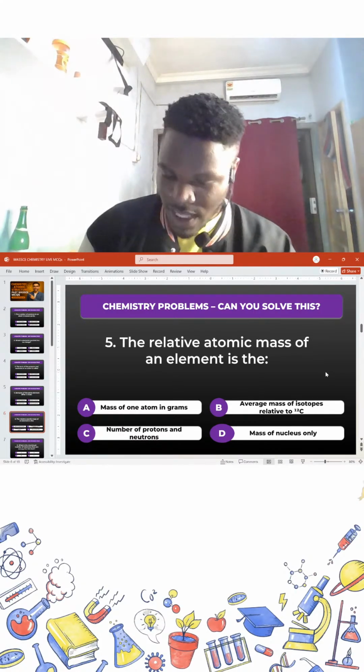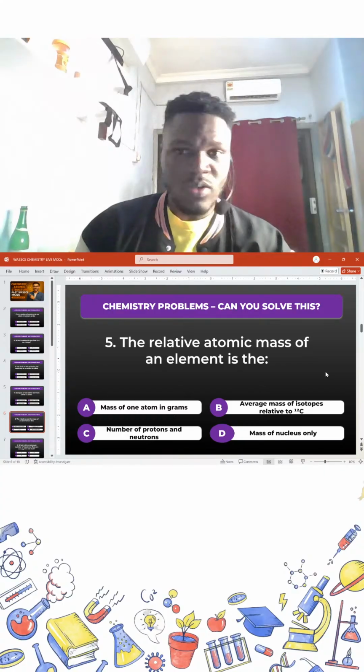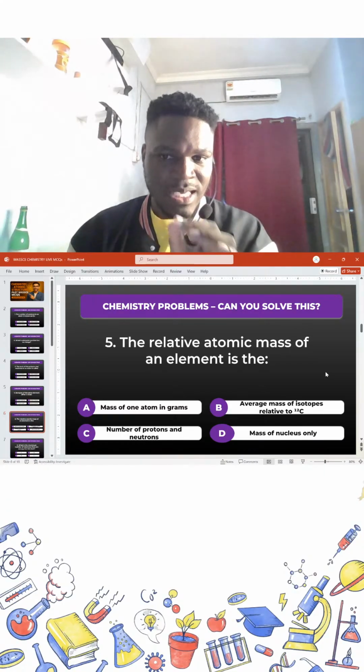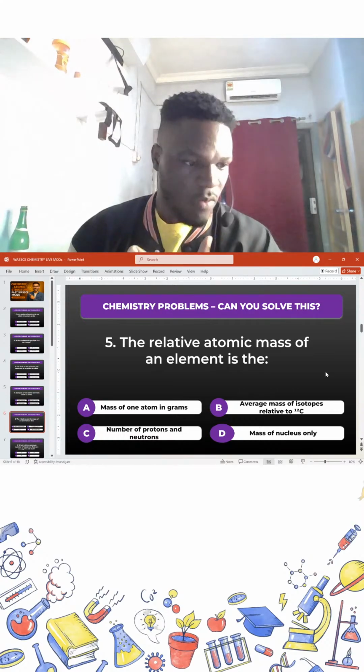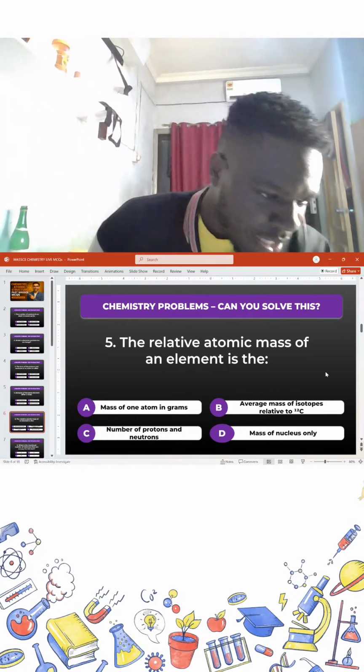Okay, so the correct answer here is option B. The relative atomic mass of an element is the average mass of isotopes relative to carbon-12. Are you okay? All right.